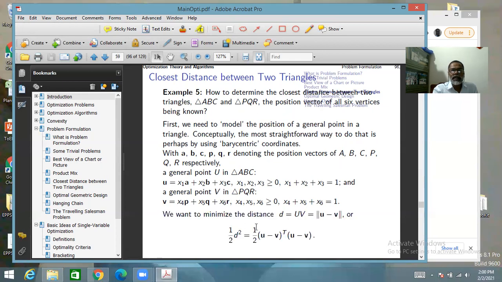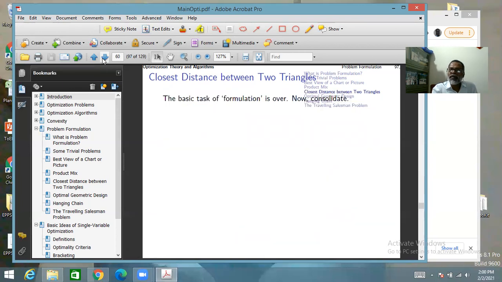So that is the thing that you want to minimize. Either the distance itself, or say its square, or say half of its square, it is the same thing. That half is not necessary. But later in the solution, it helps. I mean, it helps in a trivial sense, but we often keep that half. Now, the basic task of formulation is actually over, but you can consolidate the formulation and put it in a nutshell.